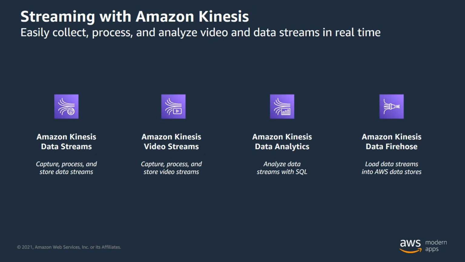Kinesis Data Firehose is a managed streaming service with minimal administration, and it's the easiest way to capture, transform, and load data streams into AWS data stores. You can use the data collected here for real-time analytics with existing business intelligence tools. Kinesis Data Analytics enables you to process data streams in real time with SQL or Apache Flink. You can use familiar programming languages like SQL to build complex queries that run continuously on streaming data.